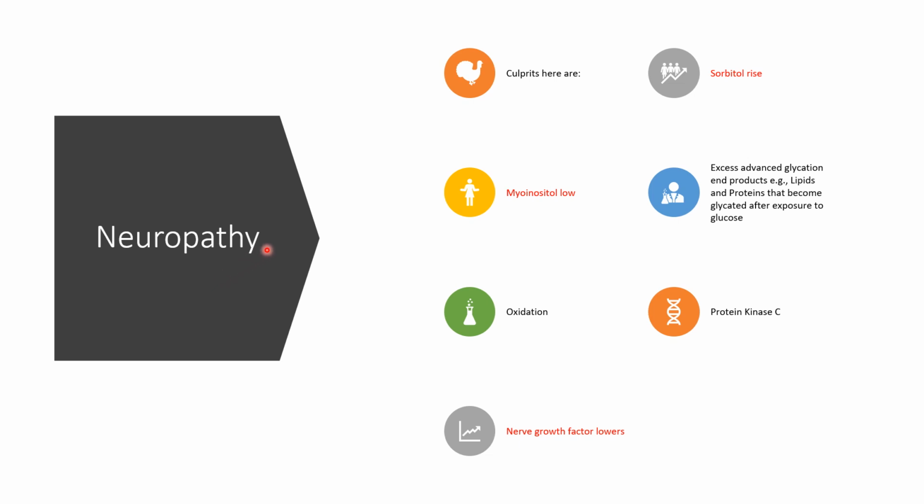Now, neuropathy. The culprits in neuropathy will be sorbitol rise and low myoinositol level. The excess advanced glycation end products, like lipids and proteins that become glycated after exposure to glucose, will be associated with trouble leading to neuropathy. Oxidation will also lead to neuropathy, and protein kinase C will not be left out as part of the culprit here. Low nerve growth factors will lead to problems.